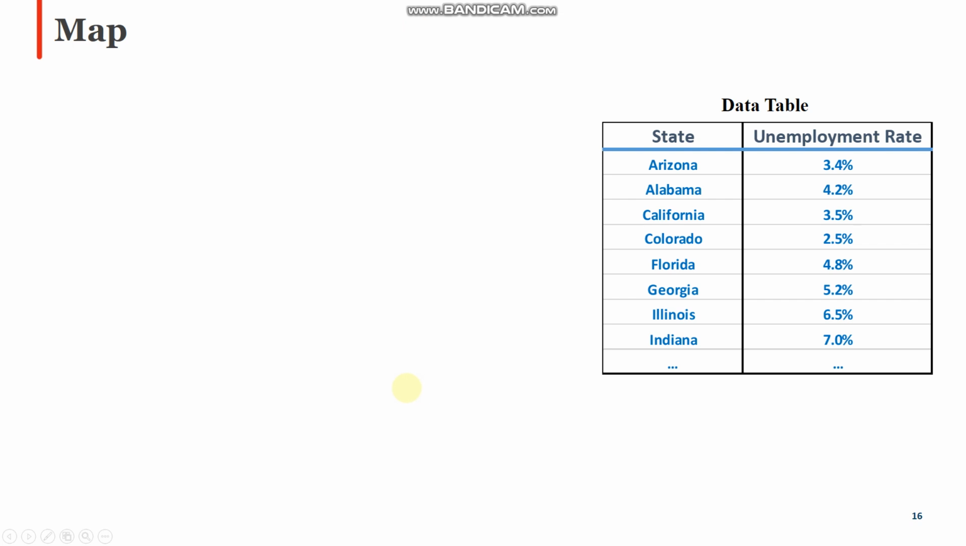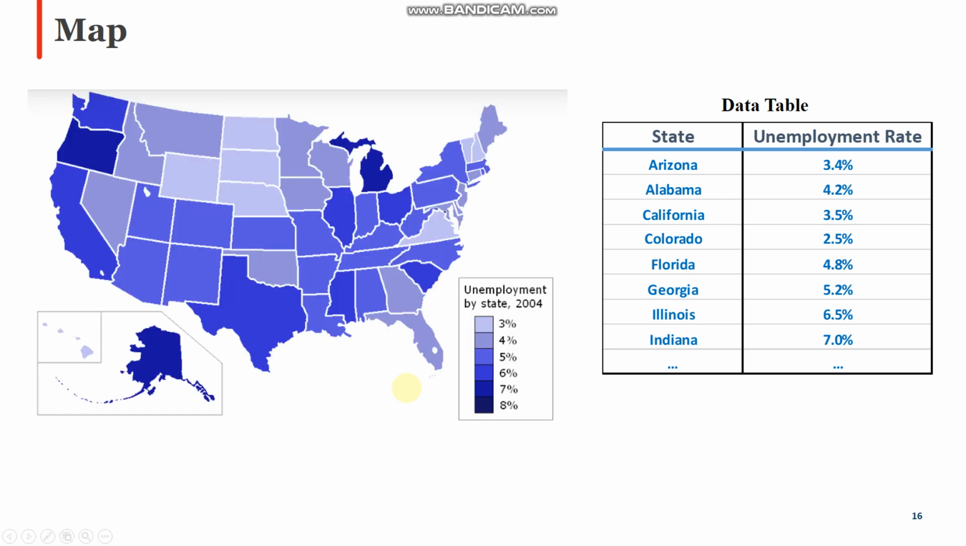Here we're using the map graph to display the unemployment rate across locations. For each location, there's only one unemployment rate.